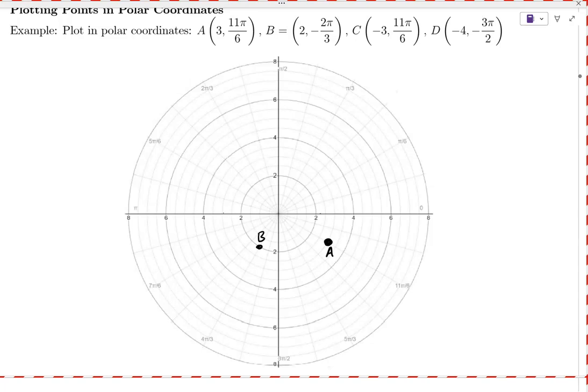So we're going to start here. We're going to rotate around this way until I get all the way to 11 pi over 6, which is right here. So this will be my point C. Do you notice something about the relationship between A and C, by the way? Look at the coordinates and look at the graph.